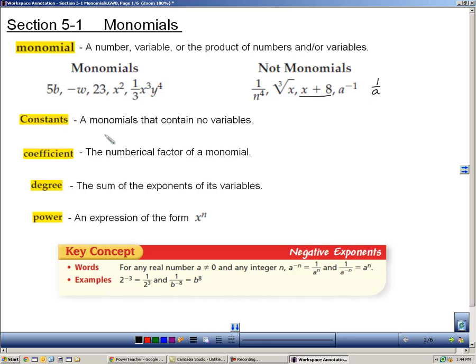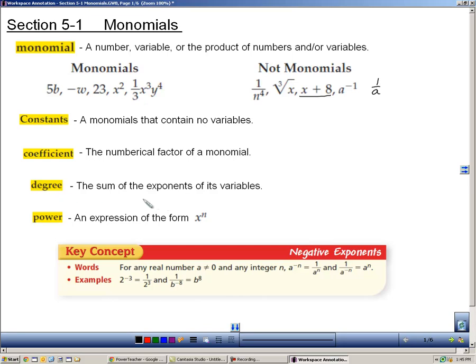A constant is a monomial that contains no variables, and you see a constant right here. 23 is an example of a constant. A coefficient is the numerical factor of a monomial. Here you see 5b, the coefficient is 5. Here you see negative w, the coefficient is negative 1 because it's in front. Here x squared, the coefficient is a 1 because there's really a 1 in front of the x squared, and with this one the coefficient is 1/3.